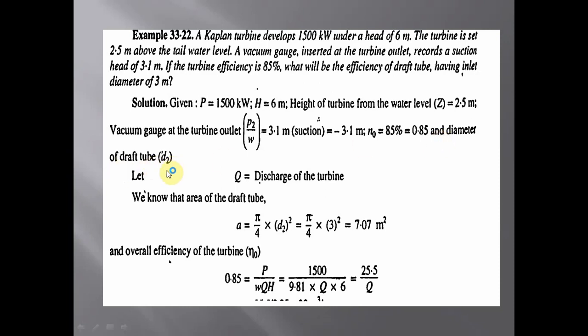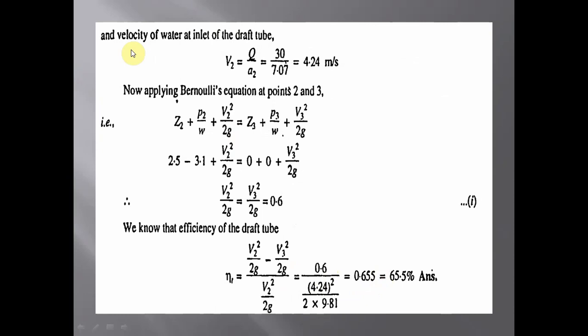Let Q be the discharge of the turbine. We also know the area of the draft tube at section 2 is A2 = π/4 × D2² = π/4 × 3² = 7.07 square meters. The overall efficiency of the turbine is η = 0.85. From this, η = P / (W × Q × H), that is 0.85 = 1500 / (9.81 × Q × 6), therefore Q = 25.5 / 0.85 = 30 cubic meters per second. The velocity of water at inlet of the draft tube is V2 = Q / A2 = 30 / 7.07 = 4.24 meters per second.